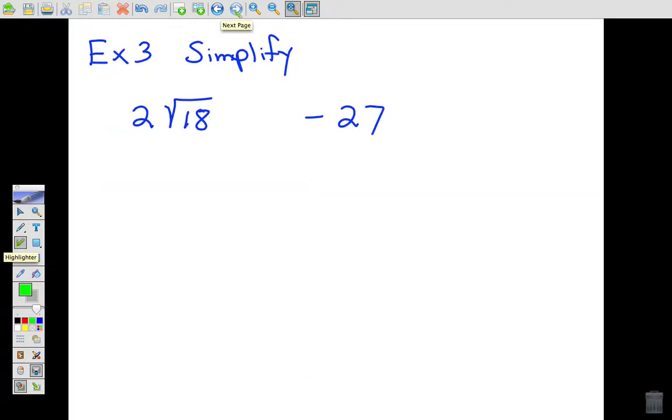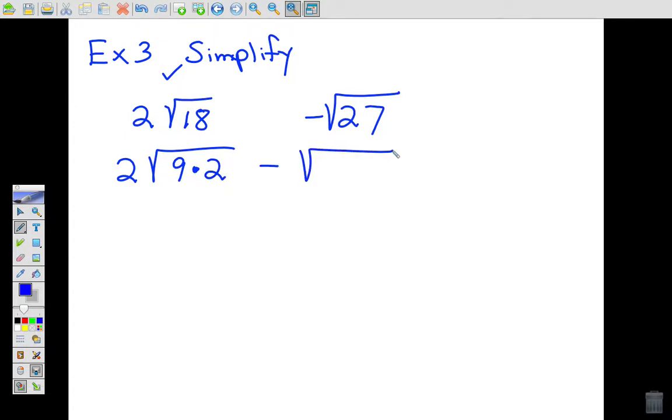All right, example 3. Let's simplify one more expression. First thing I notice is I have 2 terms. I have the 2 radical 18 minus 27. And actually here I forgot my radical, so it's minus radical 27. All right, let's see what we can do with this. So 2 factors of 18, 9 times 2. Minus, give me 2 factors of 27, where one's a perfect square, 9 times 3.